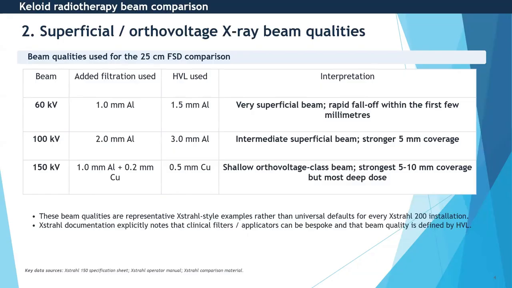Here are the three superficial X-ray beam qualities used. 60 kV, which is very superficial, and it rapidly falls off within the first few millimeters. 100 kV, that's an intermediate superficial beam, and it gives better coverage at 5 millimeter depth. 150 kV, and it's a shallow orthovoltage class beam. Its strongest coverage is 5 to 10 millimeters at depth, but it gives more dose at depth.